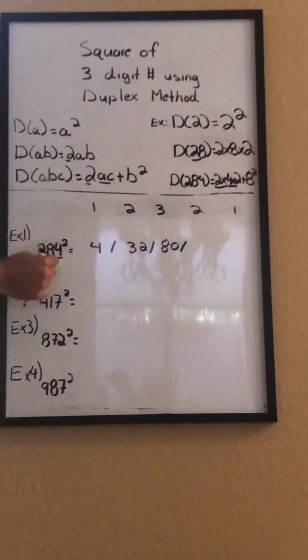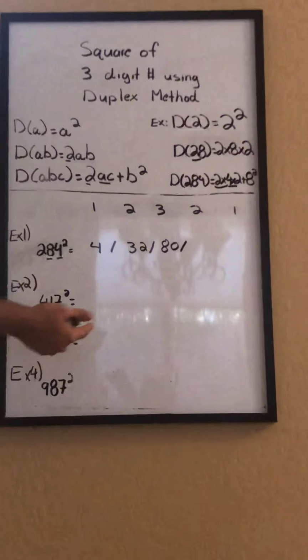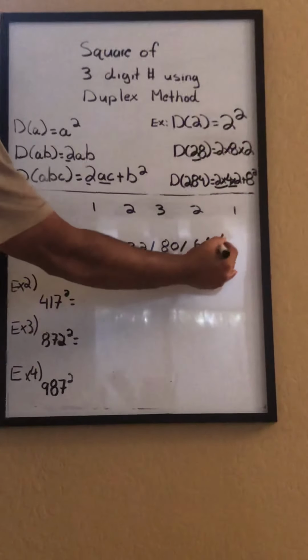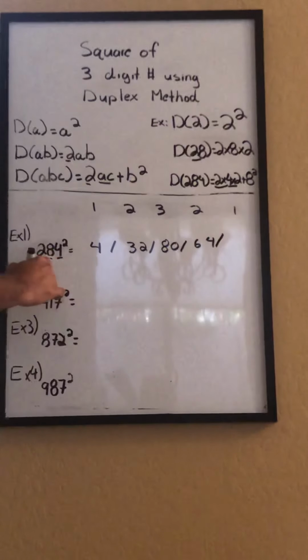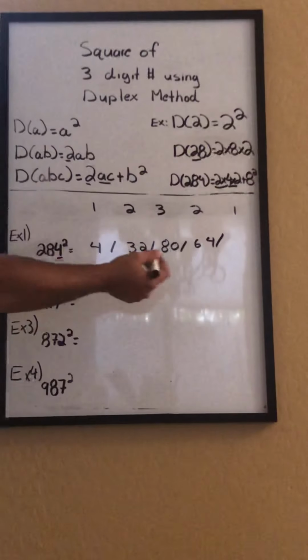Okay? And now I'm over here, so we did 1, 2, 3, now we're at 2. What's the duplex of 84, a 2-digit number? It's 8 times 4 times 2. 32 times 2 is 64. And what's the duplex of 4, the last number? Its square, 16.